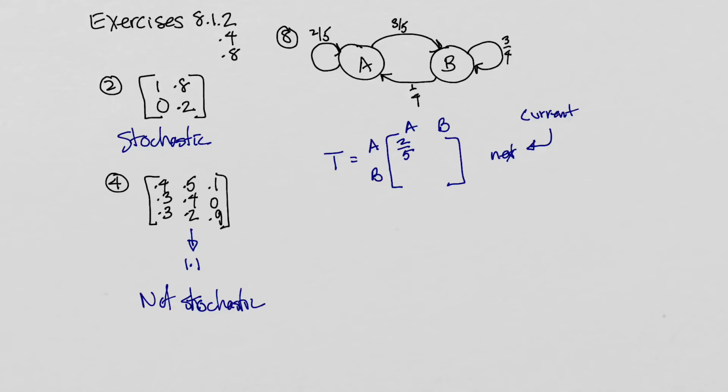Now it is stochastic, so it should be that A to B should be 3/5, because these have to add to 1. So let's check that. A to B, sure enough, is 3/5. So let's put our 3/5 in here.